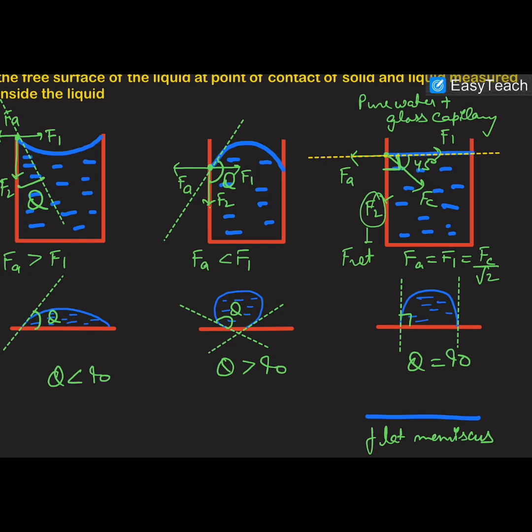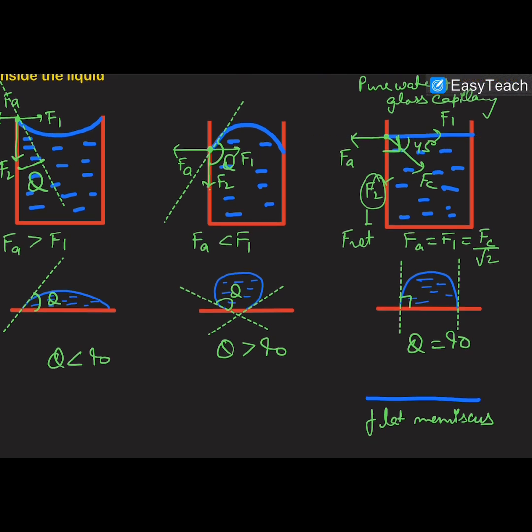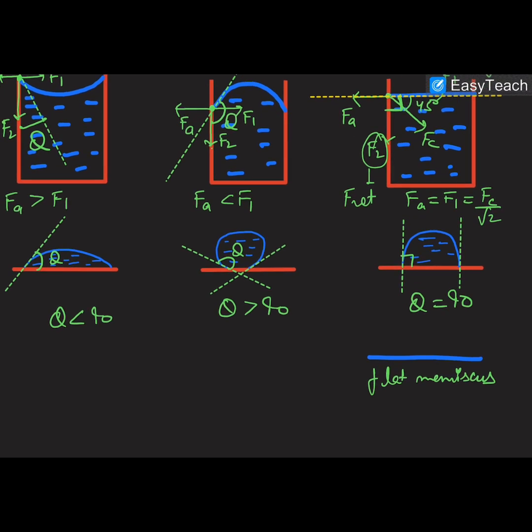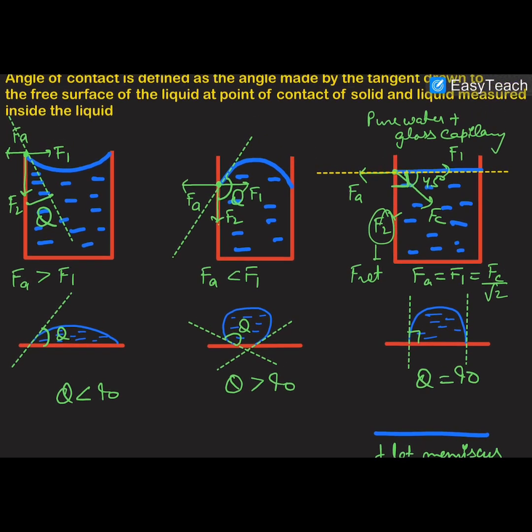And in this case, obviously, this meniscus will be a straight one, and this will be the flatter meniscus. And now if we discuss that this contact angle for this case of liquid is 90 degree, and it is for pure water and glass capillary.